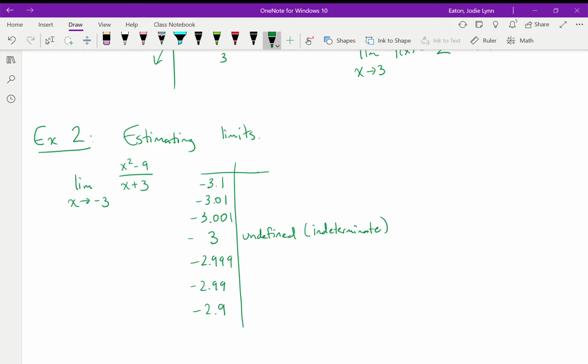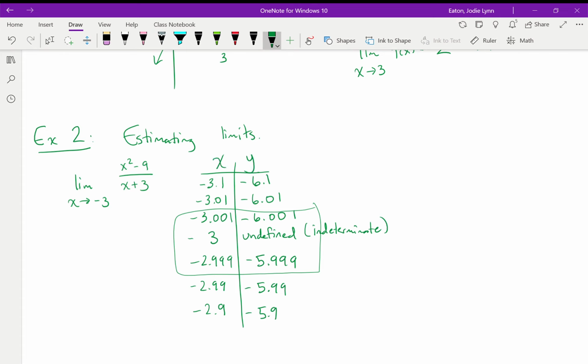Okay, so when I plug these into our function, so negative 3.1 squared minus 9 divided by negative 3.1 plus 3, I get negative 6.1 approximately. Here, I get negative 6.01, negative 6.001. Here, I get negative 5.99, plug it into your calculator, square it, subtract 9, divide your answer by that number plus 3. Here I get negative 5.99 and negative 5.9. We can see right here, the closer and closer we get to minus 3, the closer and closer our y values are getting to minus 6. So it's really, really close to minus 6.